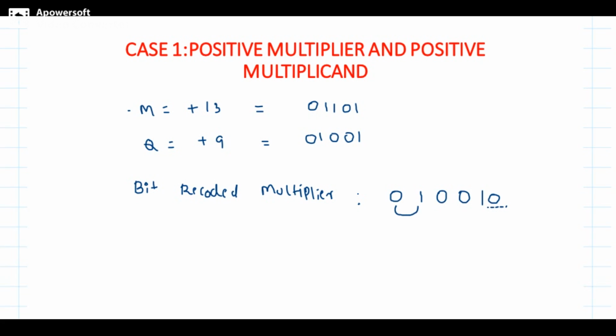So now we have to check the transitions. The transition 0 to 1 means plus 1, 1 to 0 means minus 1, 0 to 0 means 0, 0 to 1 means plus 1, and 1 to 0 means minus 1. So this is the new value of q, that is plus 1, minus 1, 0, plus 1 and minus 1.